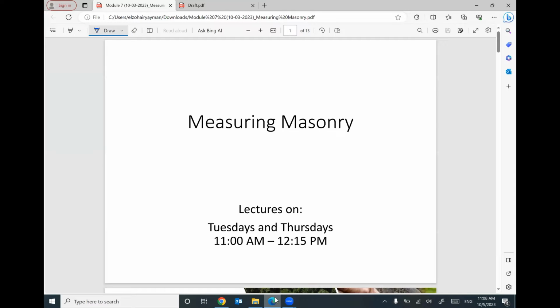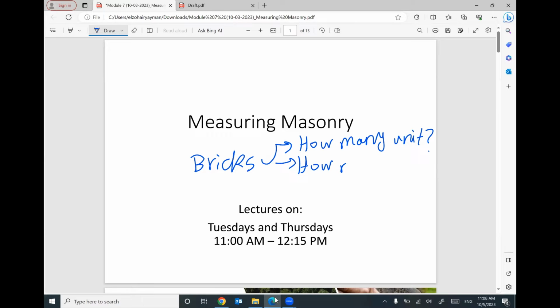So what we covered on Tuesday, we covered how to measure the masonry work. If you are constructing your building or your structure using bricks, whatever the type of these bricks, we need to handle how many units you need to order, and also how much mortar you need to prepare to construct these bricks.